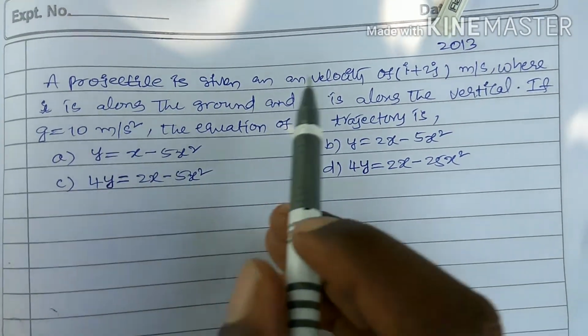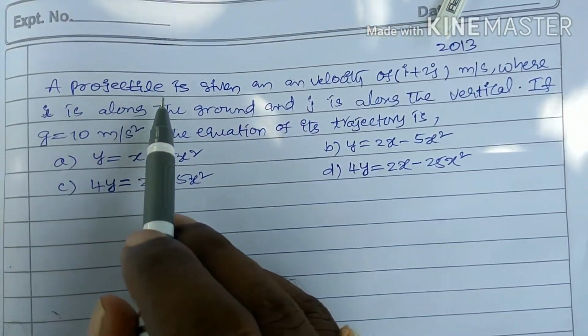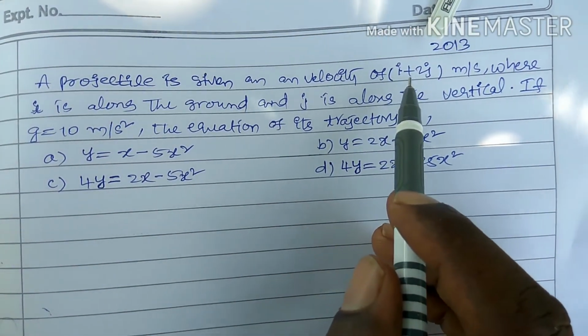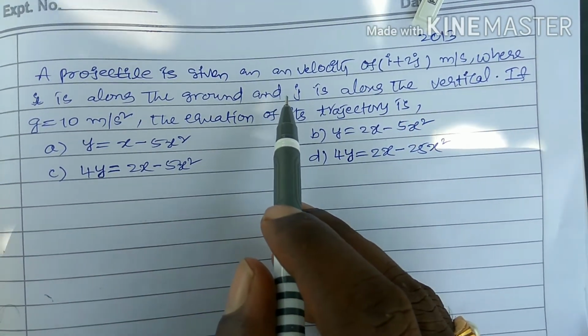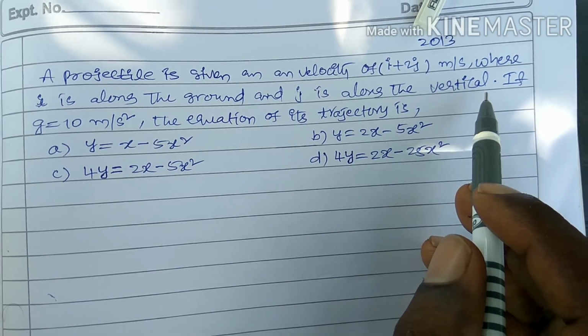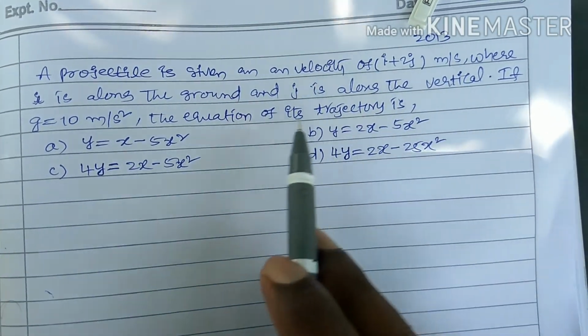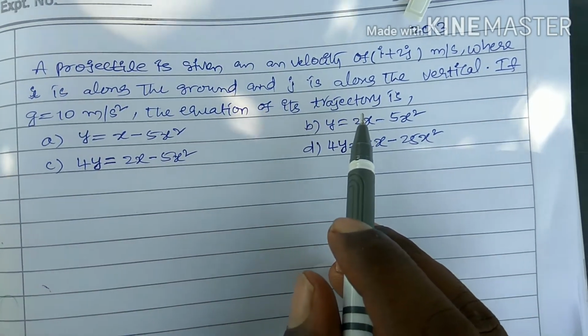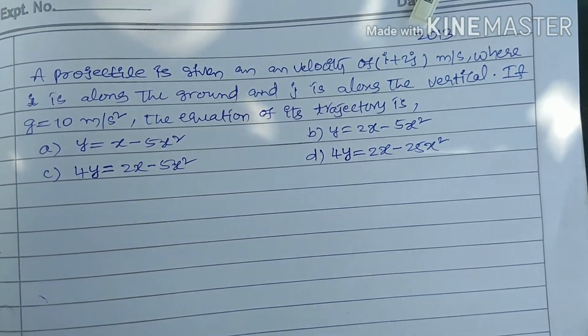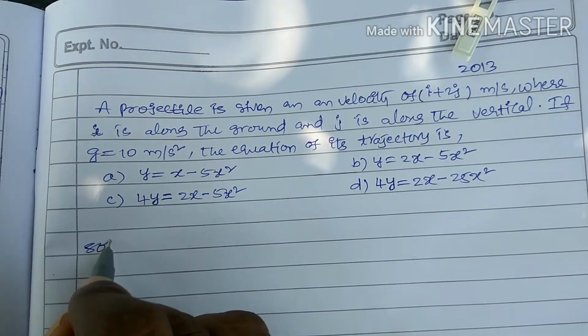So here the last question, which was asked in 2013. A projectile is given a velocity of i plus 2j meter per second, where i is along the ground and j is along the vertical. So ground is nothing but theta is equal to 0, and vertical is theta is equal to 90. If g is equal to 10 meter per second square, the equation of its trajectory is? So here the solution is.